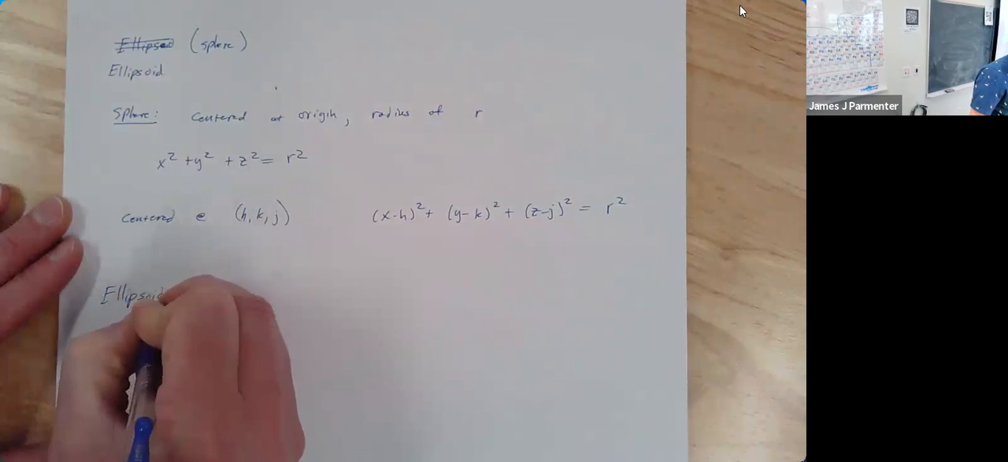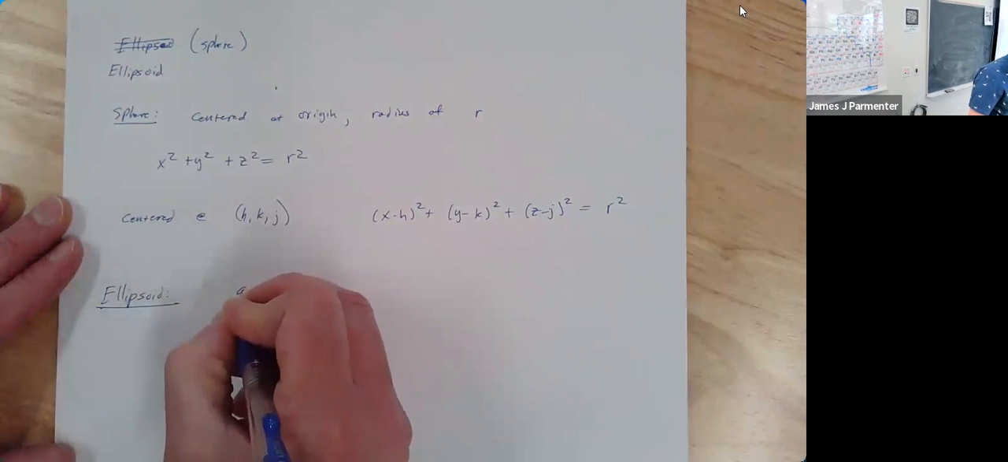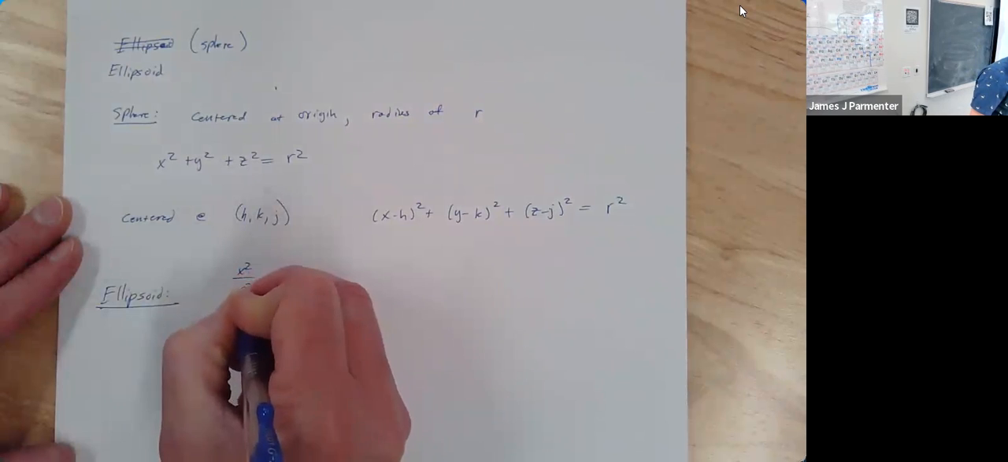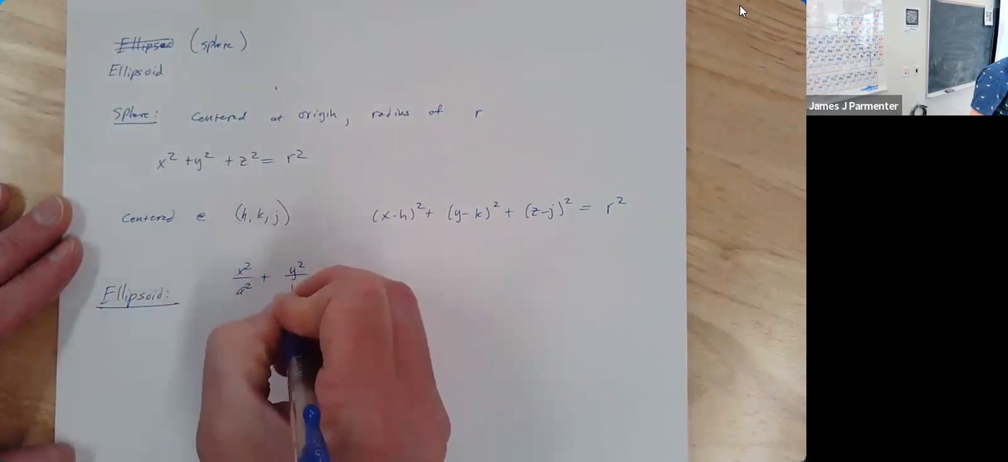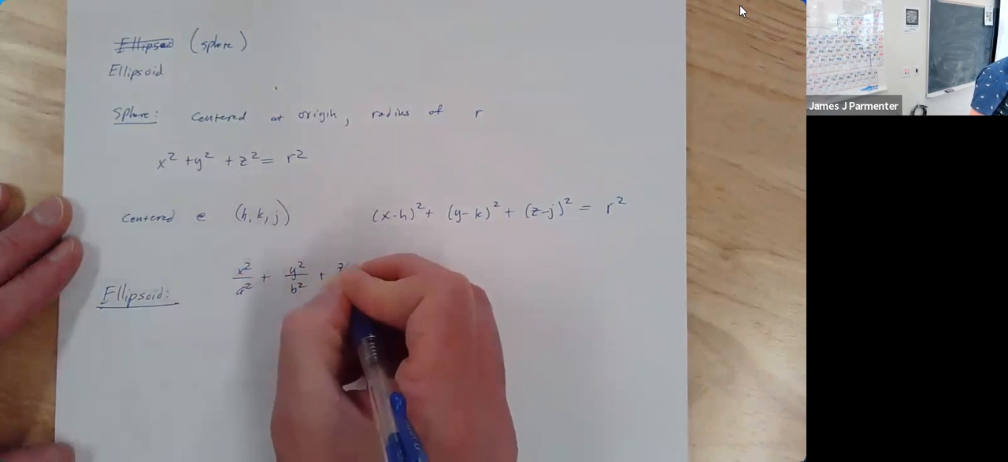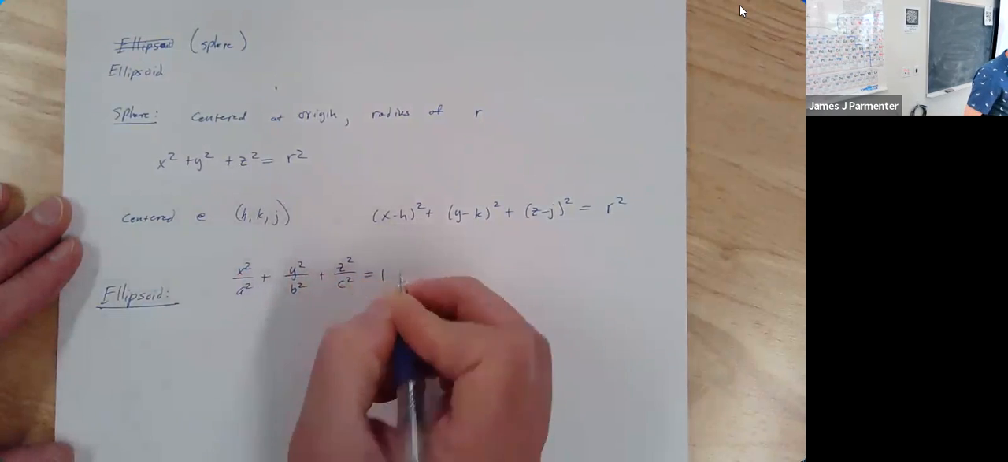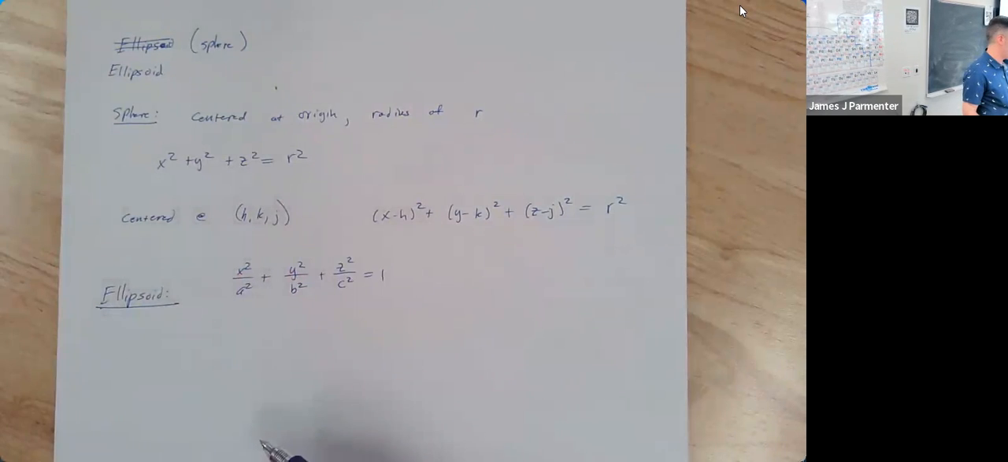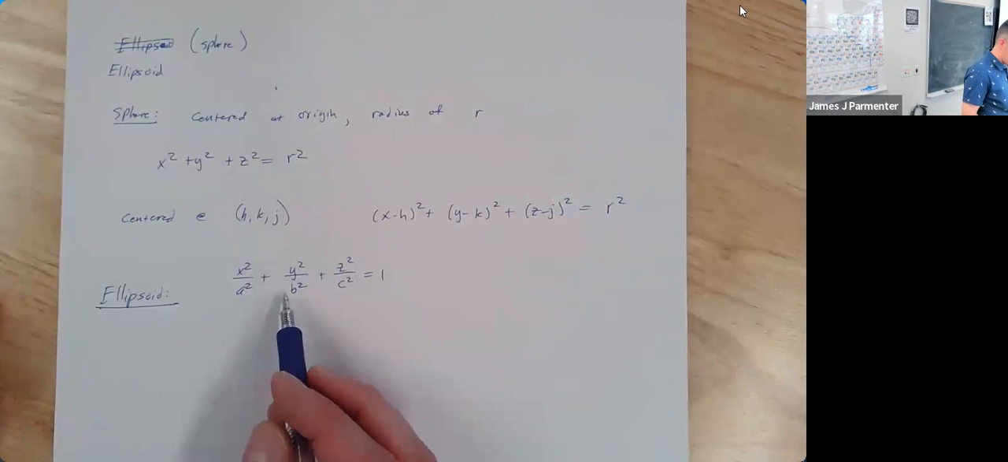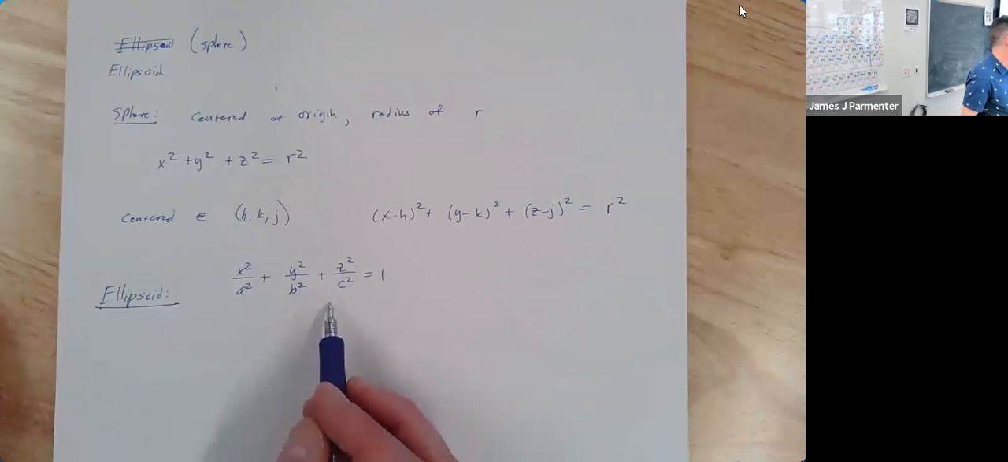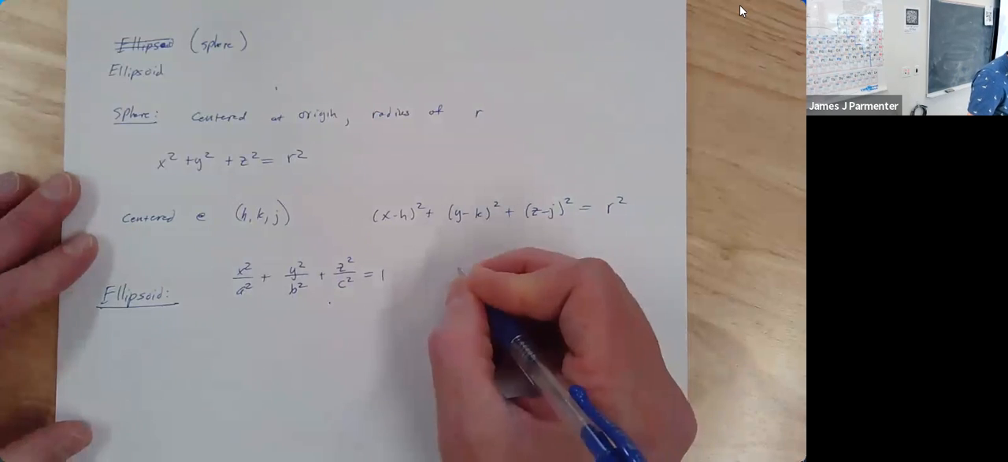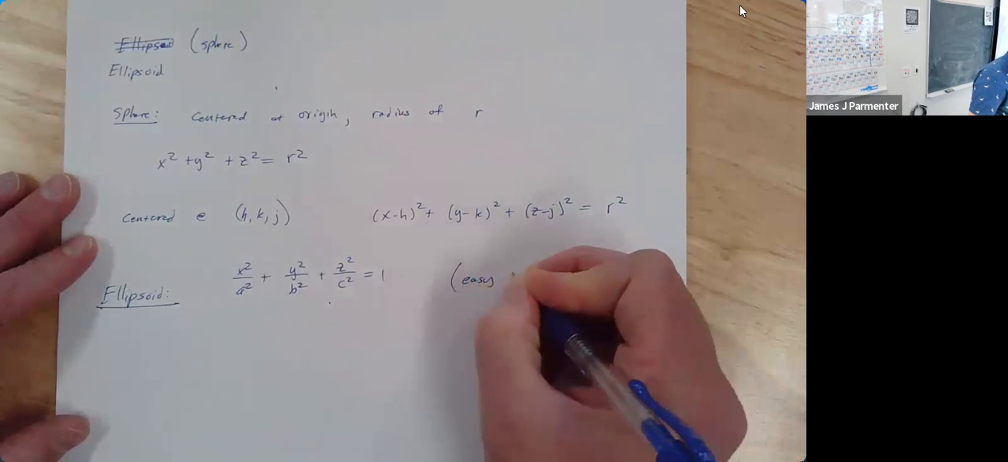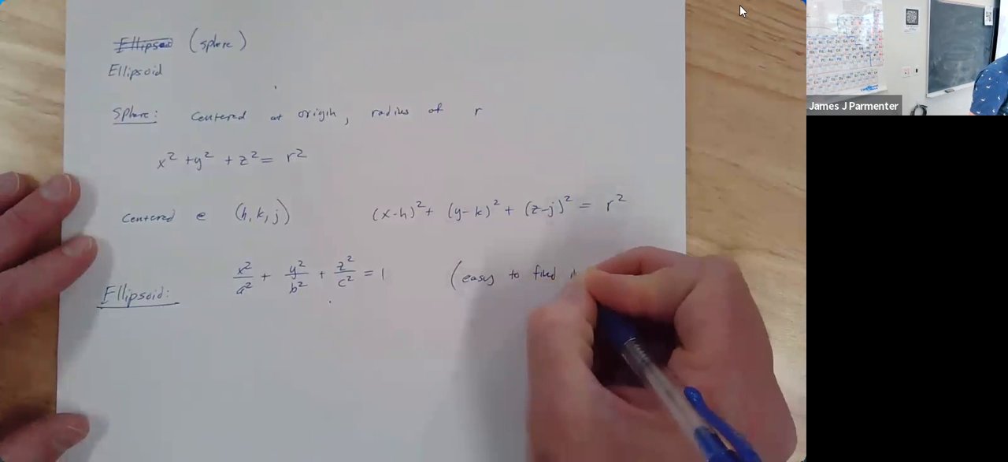So an ellipsoid would look something more like x squared over a squared plus y squared over b squared plus z squared over c squared. The reason they write it this way, which is annoying, is because it helps you graph the intercepts. If you write it this way, it's really easy to see that the intercepts are x is plus or minus a, y is plus or minus b, and z is plus or minus c. So writing it this way makes it easy to find the intercepts.